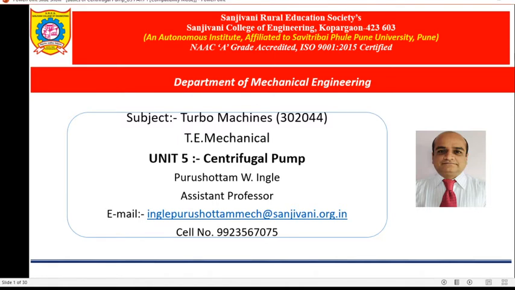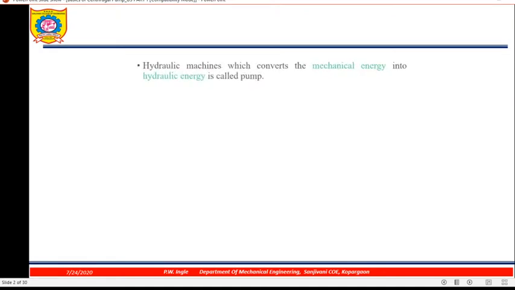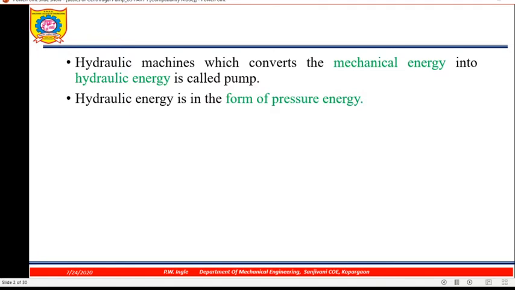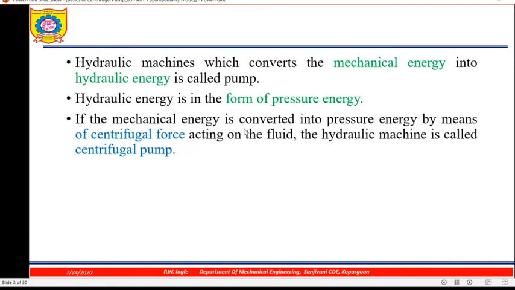Now today we'll start discussion about unit number 5, that is centrifugal pump. So the hydraulic machine which converts mechanical energy into hydraulic energy is known as pump. And this hydraulic energy is in the form of pressure energy. And if the mechanical energy is converted into pressure energy by means of centrifugal force acting on the fluid, then the hydraulic machine is known as centrifugal pump.